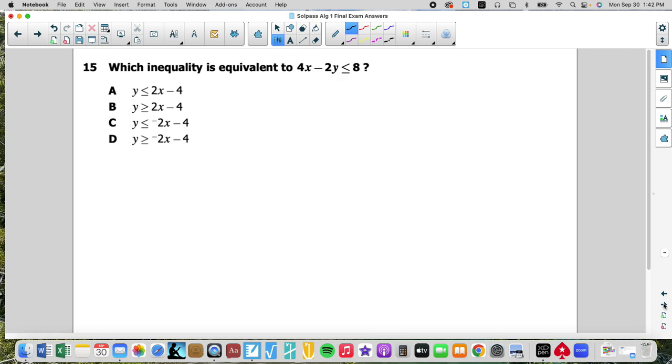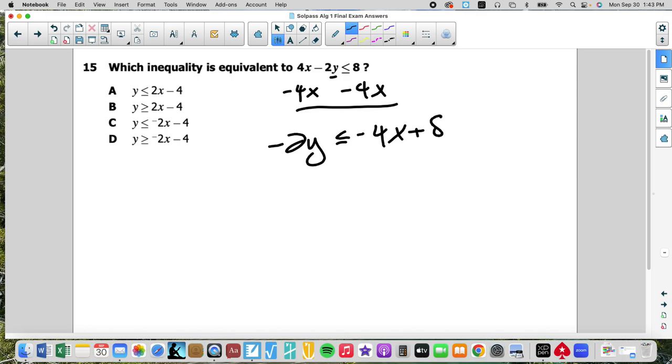Which inequality is equivalent to 4x minus 2y is less than or equal to 8? We notice that all the answer choices are isolated for y, so let's get y by itself. We're going to subtract 4x first. -2y is less than or equal to -4x plus 8.